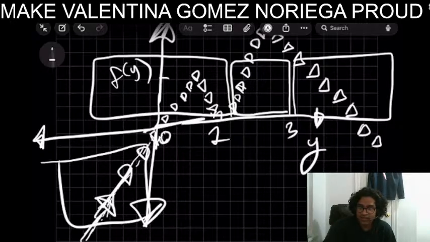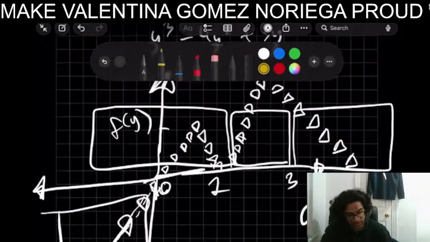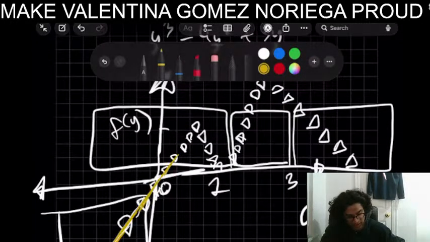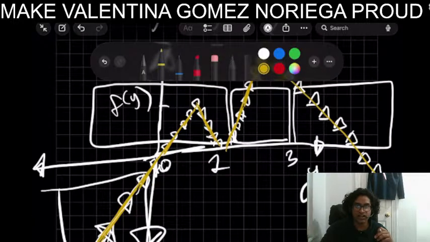Is there anything else needed? Let me just check. So yeah, if I were to draw the line graph, I can draw the line graph. That is completely fine. It's kind of like a stock market graph, right?